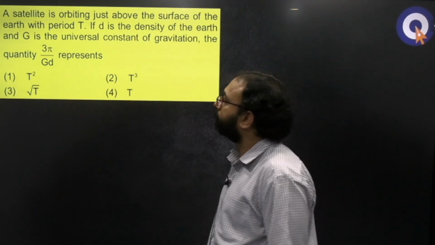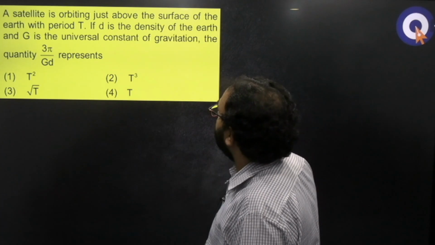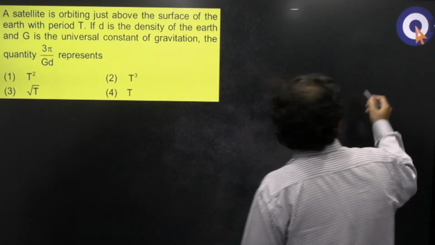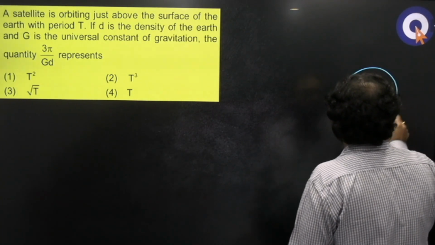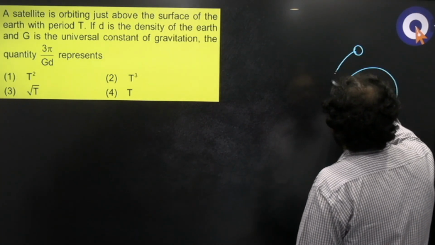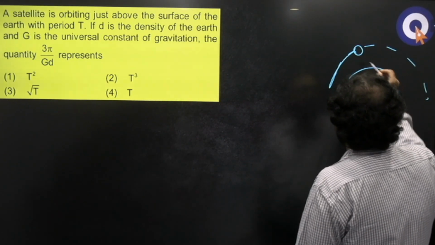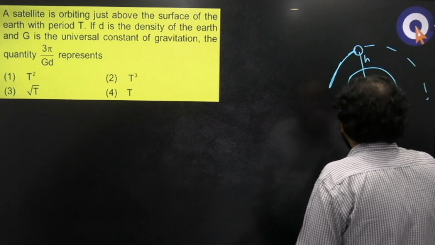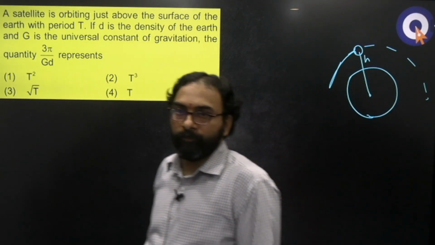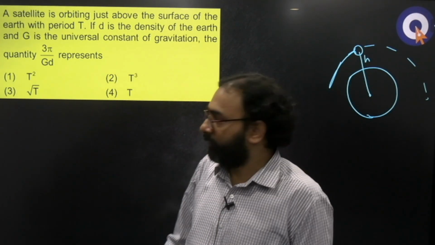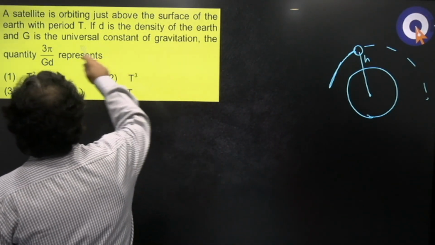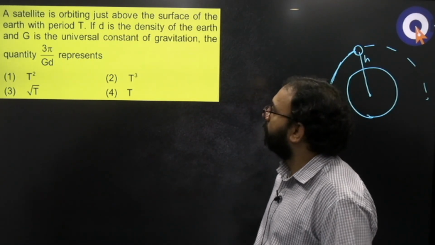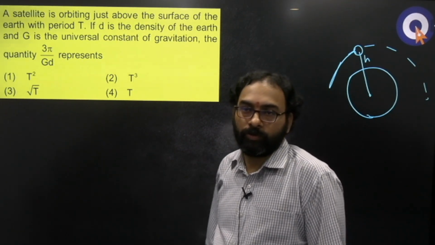Next one, a satellite just orbiting just above the surface of Earth. So Earth surface, satellite orbiting just above the Earth surface. So almost the height you can neglect, the height of the satellite you can neglect compared to the radius of Earth. So now density of Earth is given as D, G gravitational constant, 3 pi by GD equal to how much?